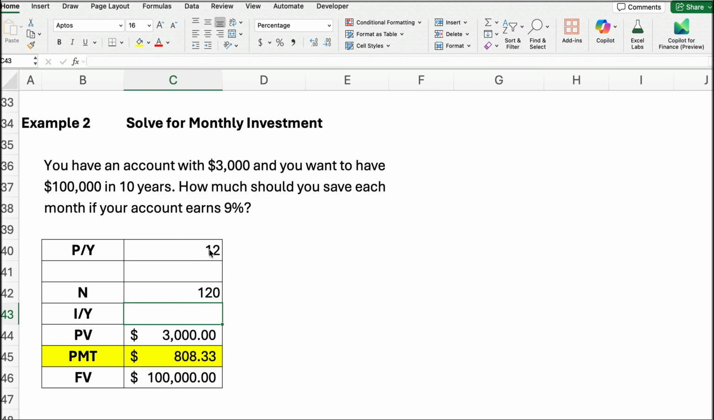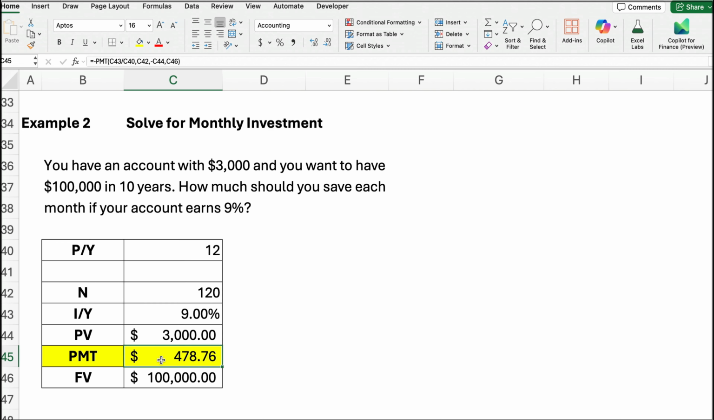And what is our interest rate? Well, our interest rate is 9%. So we would say, look, if I already have $3,000 and I want to build it to $100,000, then I need to make a payment of $478.70 every month.